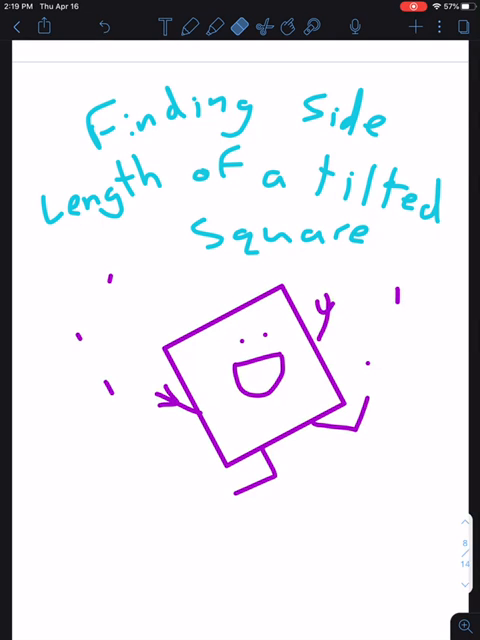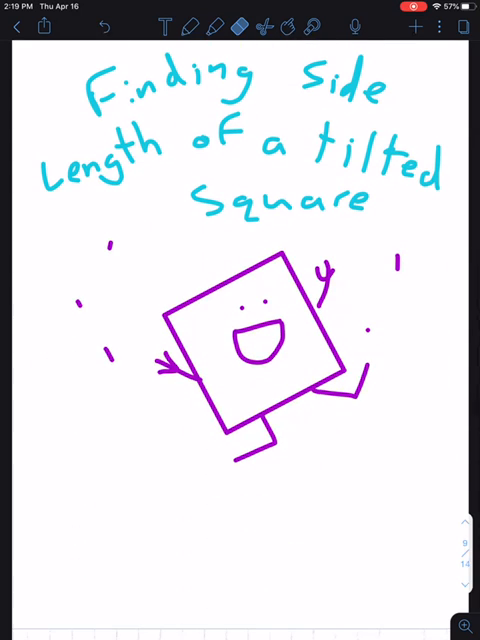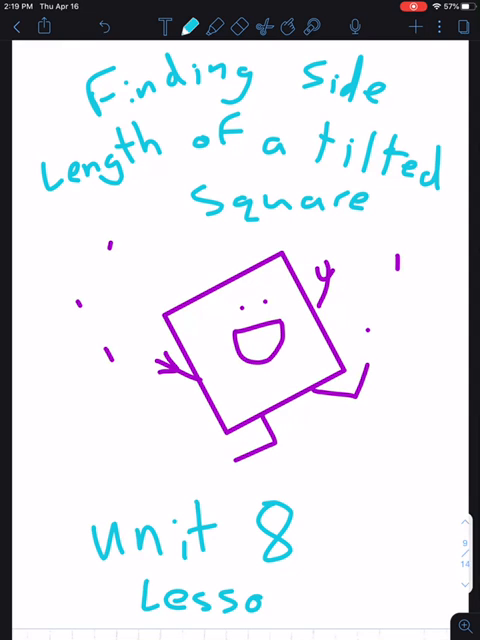All right, folks, so we are on lesson 2 right now. This is unit 8, lesson 2 in your workbook.